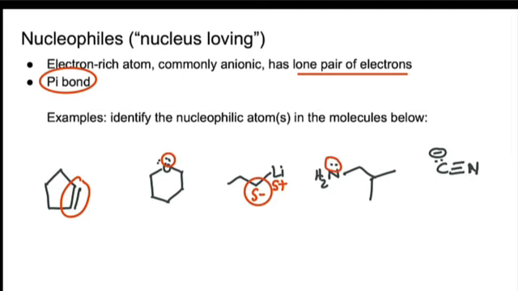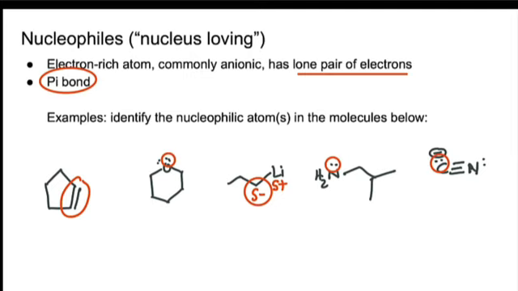The lone pair on nitrogen is indeed going to be nucleophilic, so it would attack a positive charge. And lastly, when you have a CN triple bond, even though we do have a lone pair sitting here on nitrogen, the formal positive charge is on the carbon atom. And so it's really the carbon atom with its excess electrons that is nucleophilic.